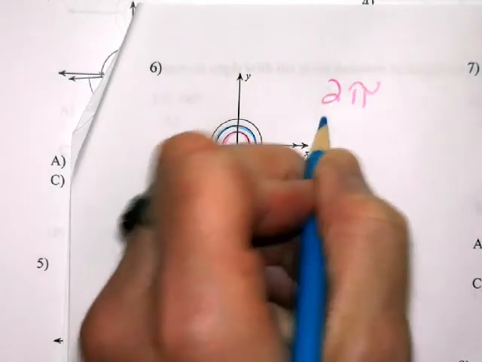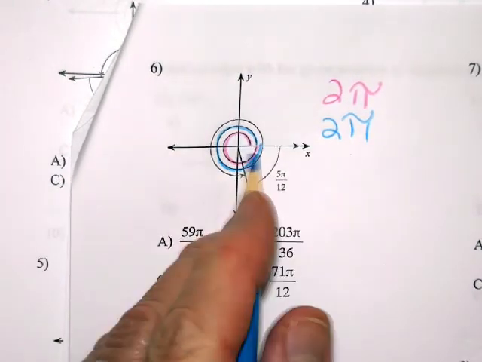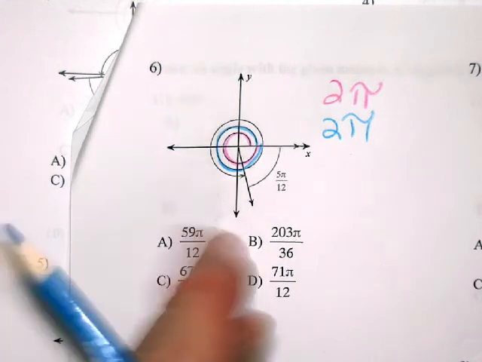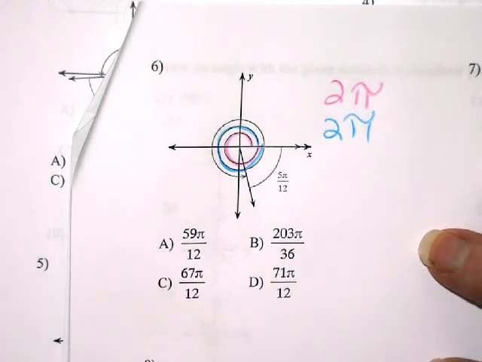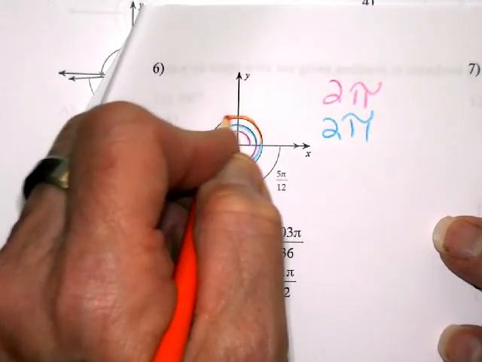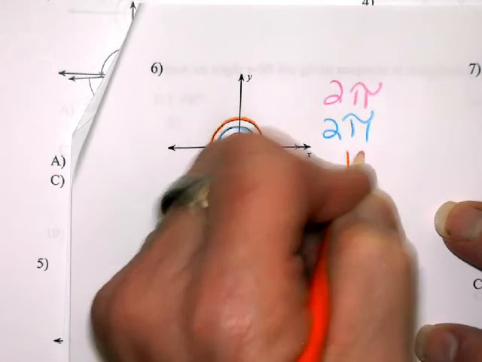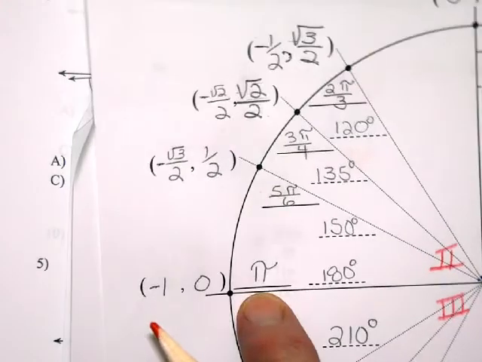Next rotation, 2 more pi. Let's see, I went over my x-axis first, so that would be a positive angle. And then, here's where I made my mistake. Well, not quite. This one is just 1 pi. I got that right, because it's only half a circle.